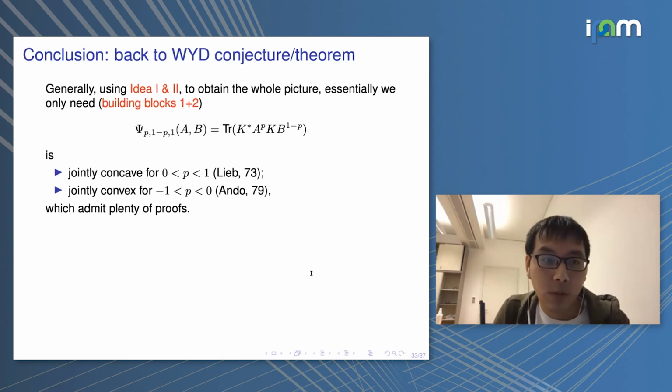So to conclude, with our variational formulas and ideas 1 and 2, to obtain the whole picture, essentially we need only building block 1 and building block 2. So essentially, we only need the joint convexity and joint concavity of these special trace functionals, which appear in the conjecture by Wigner-Yanase-Dyson.